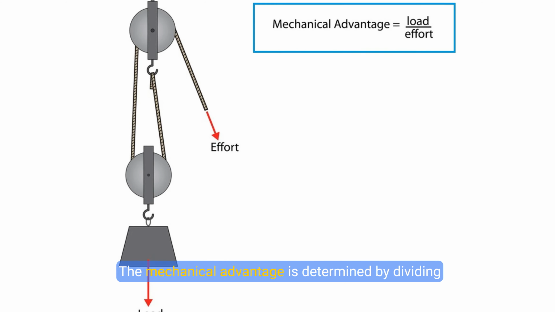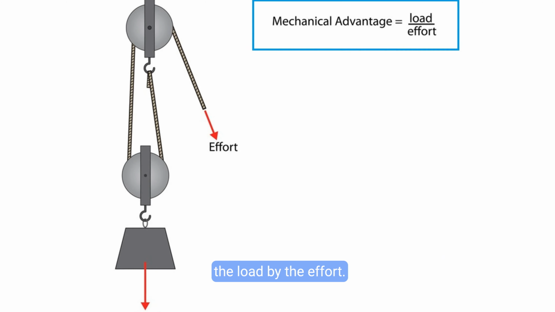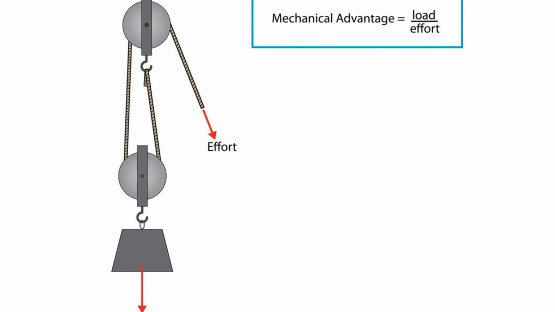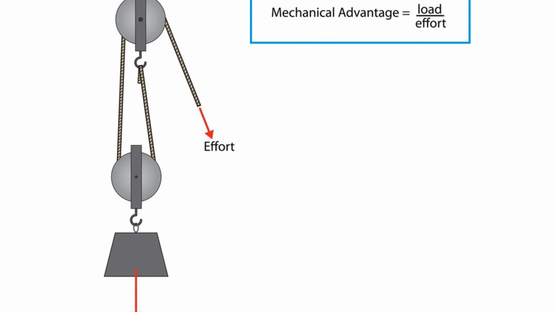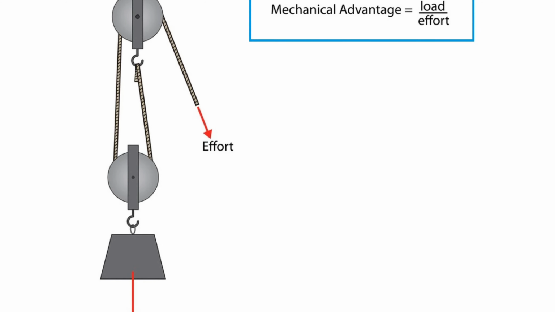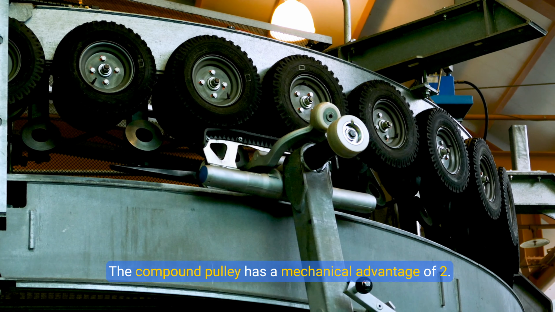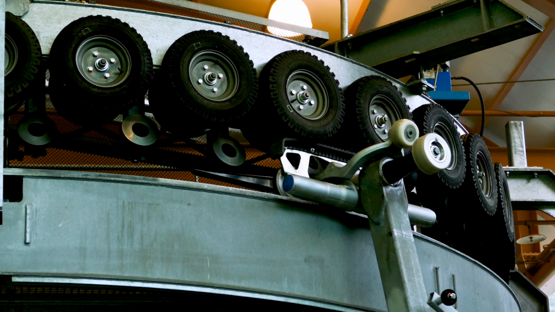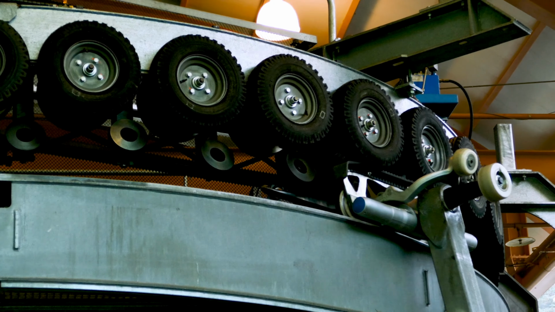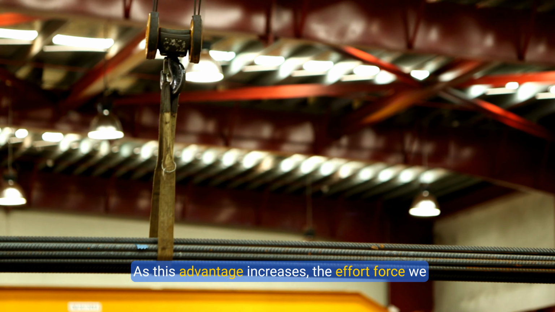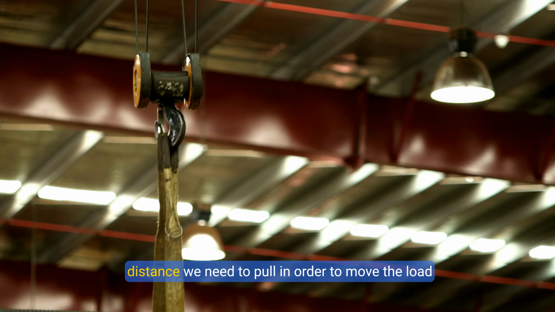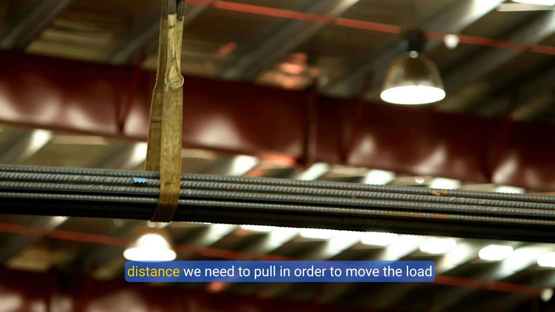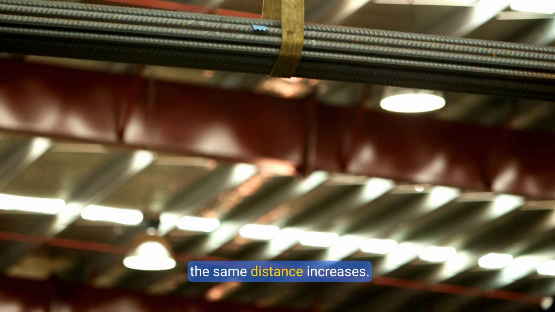The mechanical advantage is determined by dividing the load by the effort. The compound pulley has a mechanical advantage of 2. As this advantage increases, the effort force we need to lift a heavy load decreases, but the distance we need to pull in order to move the load increases.